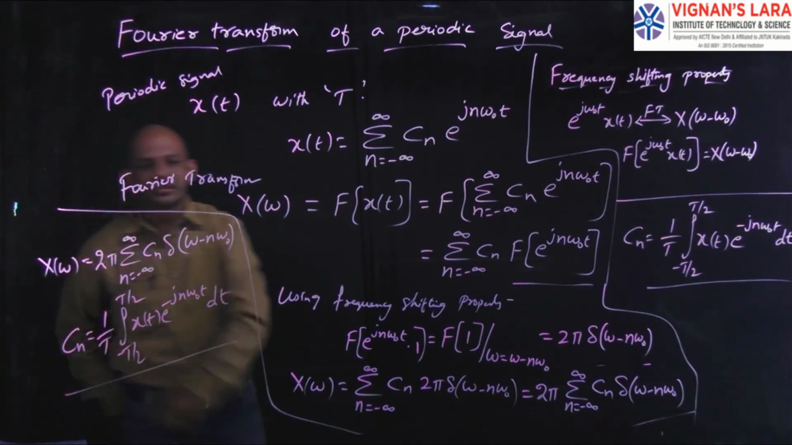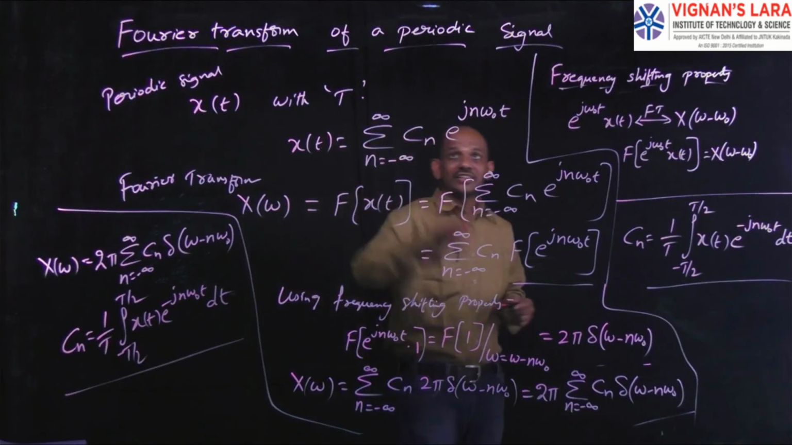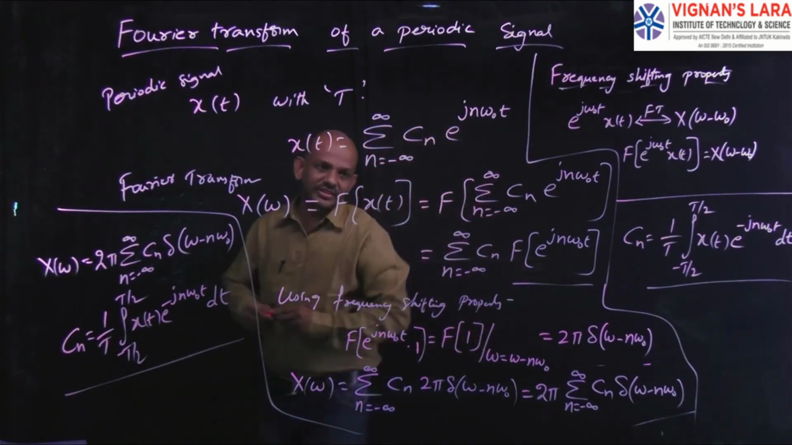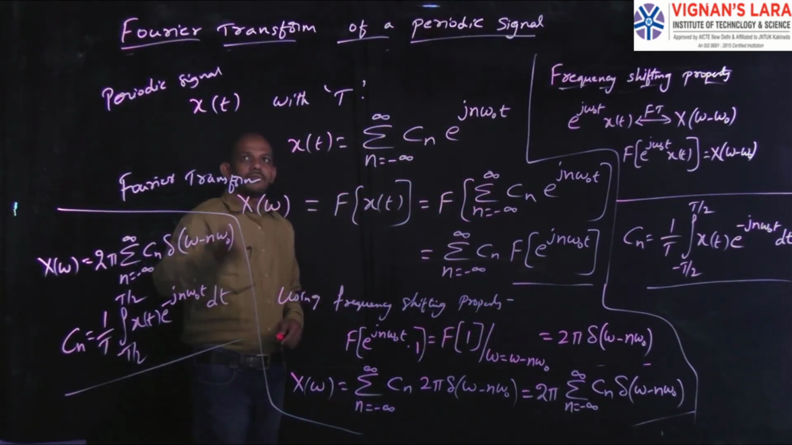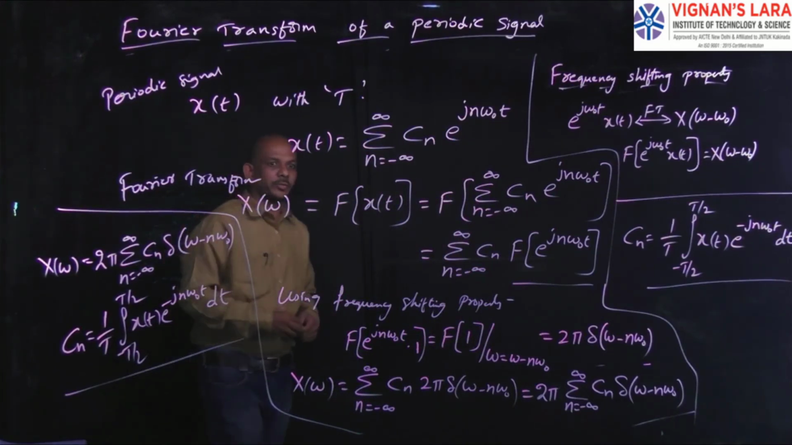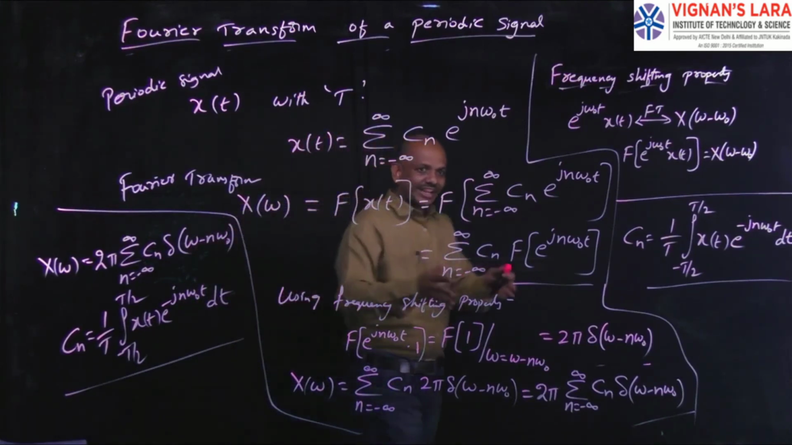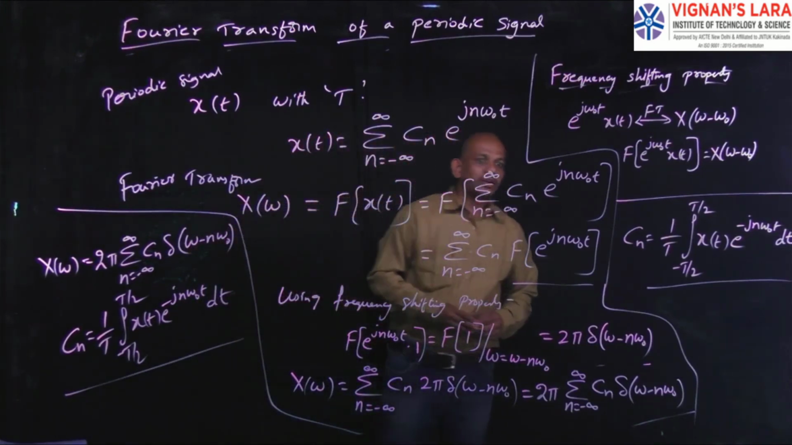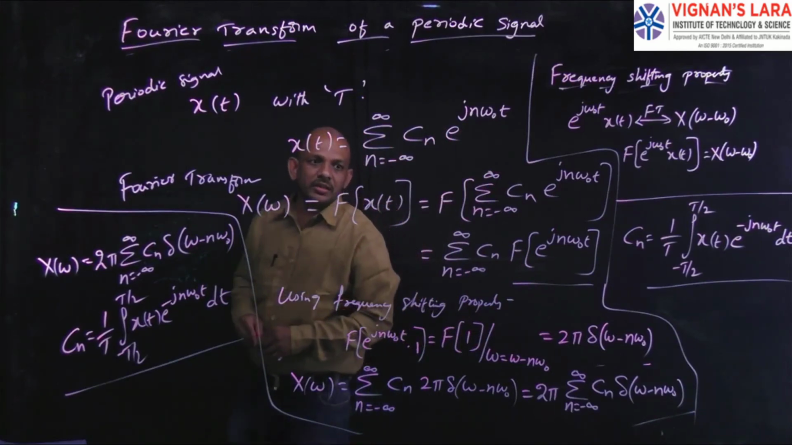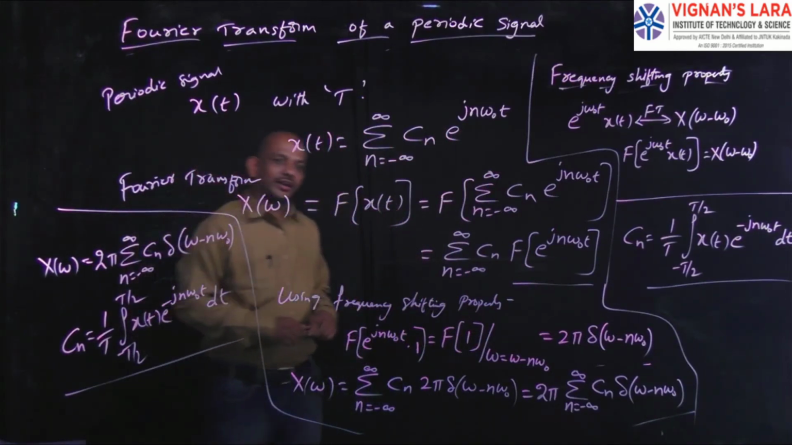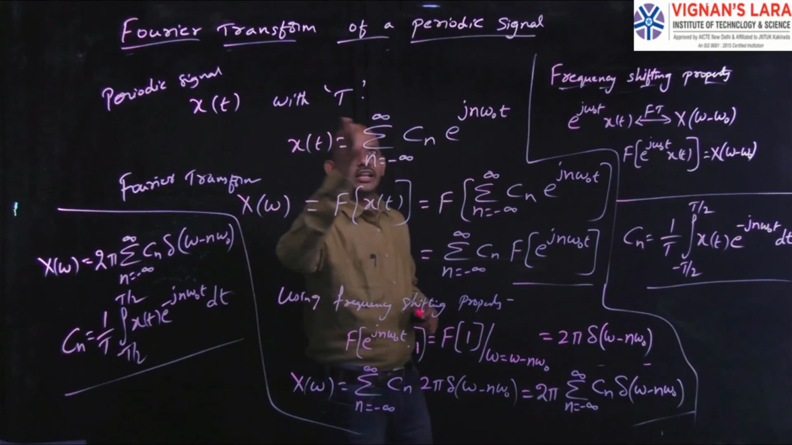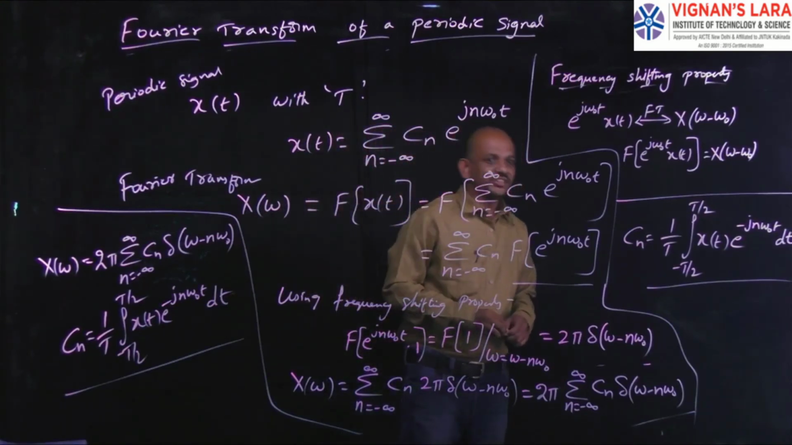With this we finish the topic of Fourier transform of a periodic signal. This is the explanation for the Fourier transform of a periodic signal. I hope you are clear with this. So in this class I explained the proof for some of the properties of Fourier transform, and then the Fourier transform of a periodic signal.